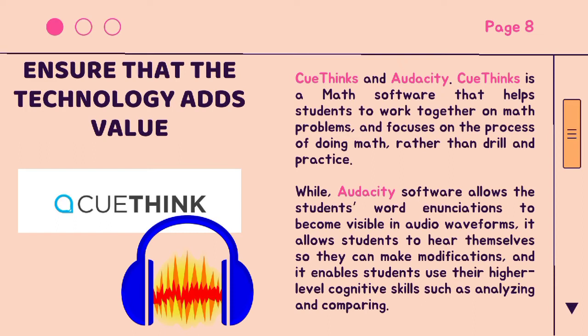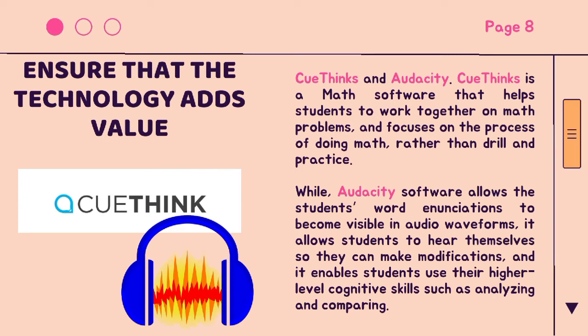So what are the apps we can use to ensure that the technology adds value? Some of the apps that are recommended are QThings and Audacity. What is QThings? QThings is a math software that helps students to work together on math problems and focuses on the process of doing math rather than drill and practice. It has the same concept as Google Docs, but Google Docs is solely for documentation. While QThings is for math problems, it also allows you to work with your teammate simultaneously in real time.